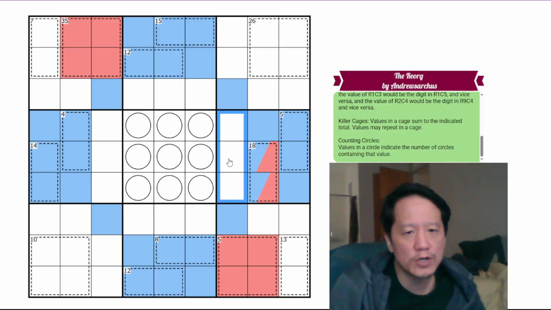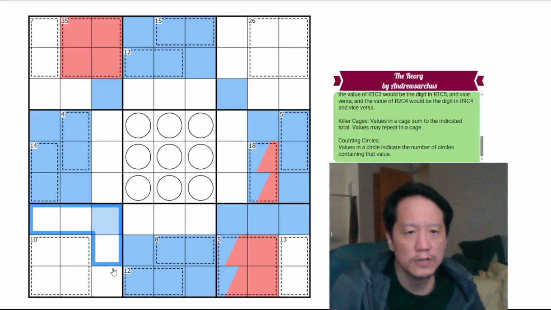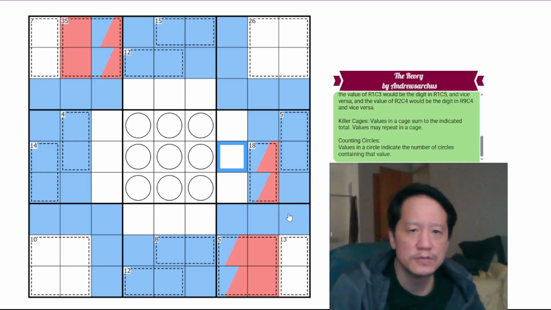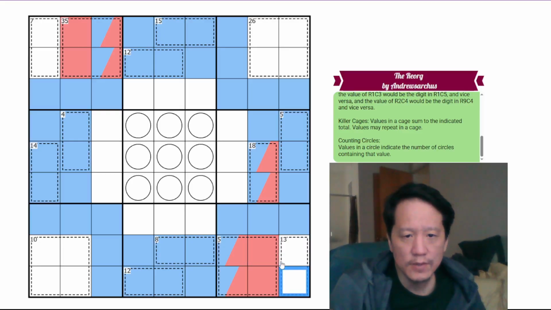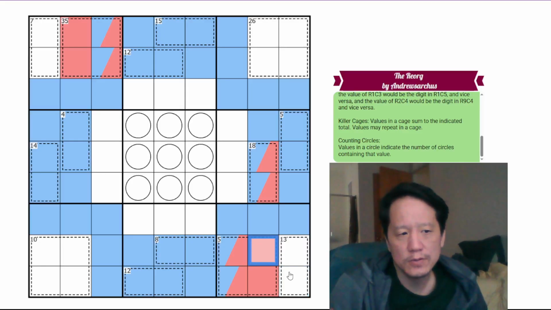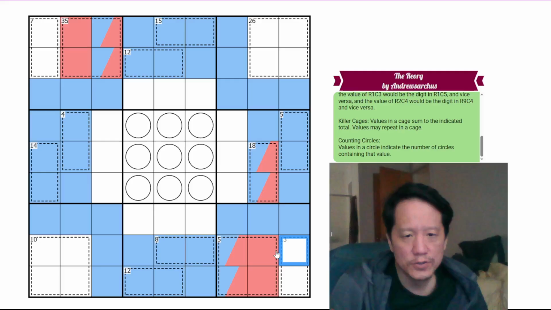We have a guaranteed swapper here, so none of these cells can be swappers. Oh, interesting. So none of these cells can be swappers because of that. None of these cells could be swappers. None of these cells could be swappers. Huh. This cell can't be a swapper because it would swap these and these, but then these digits would basically have 1, 2, and 3 at minimum in them. So this could not be a swapper here.